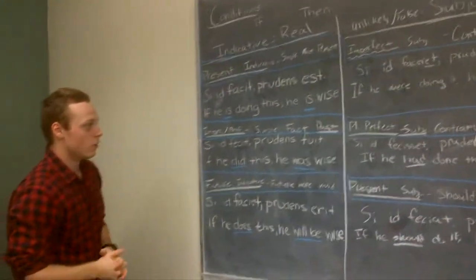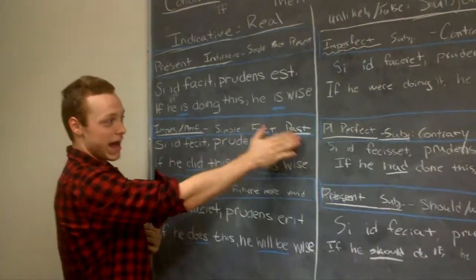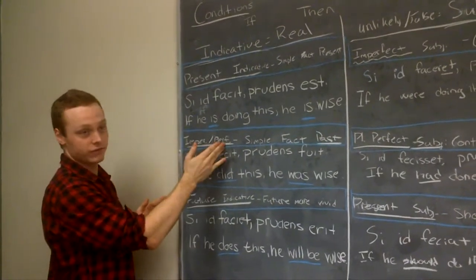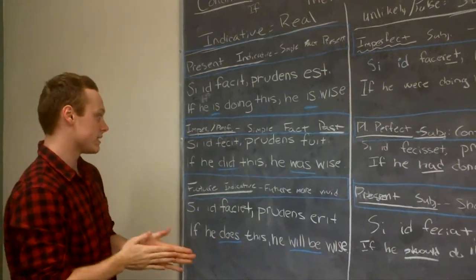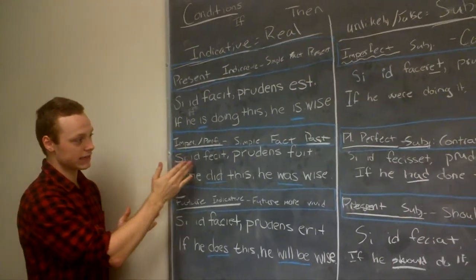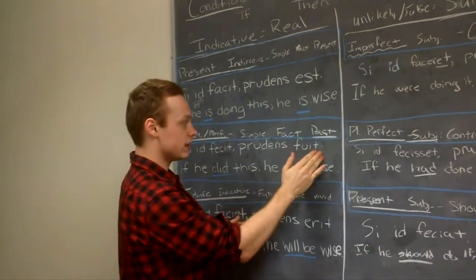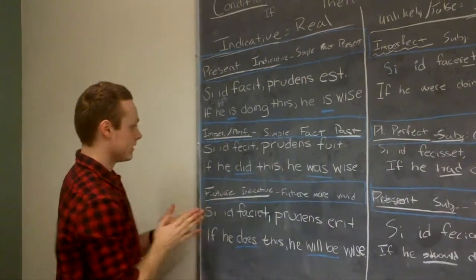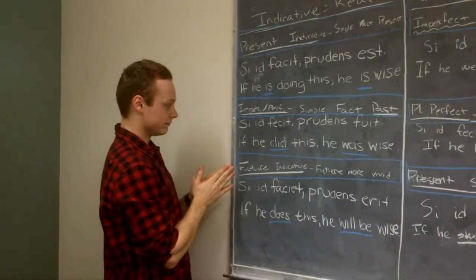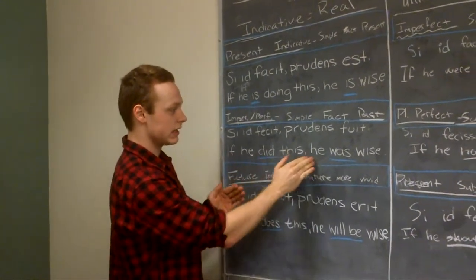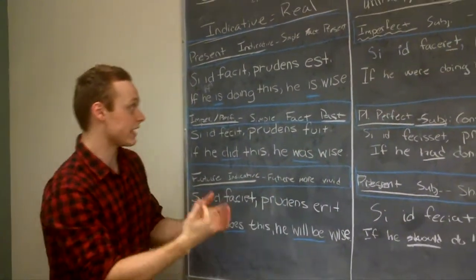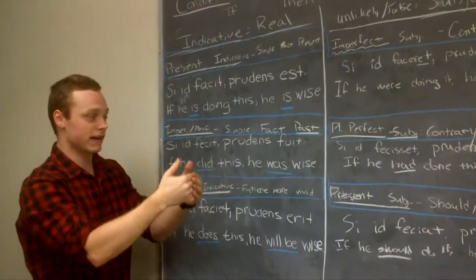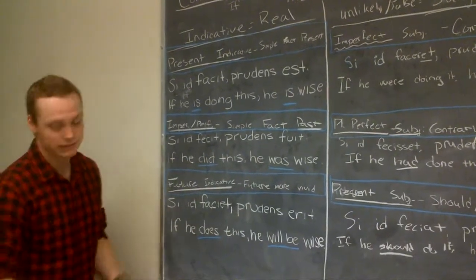Moving on, we're going to move on to the simple fact past construction of a condition, which uses imperfect or perfect indicative for verb tense. An example of this would be si id facit, prudens fuit. As you can see, perfect verb tense here and here, and this is translated as if he did this, he was wise. So this is very similar to the present indicative or simple fact present, but it's simple fact past, something that happened in the past.